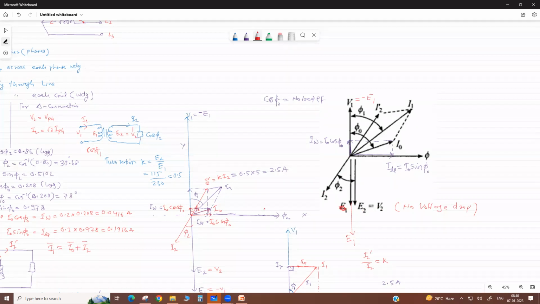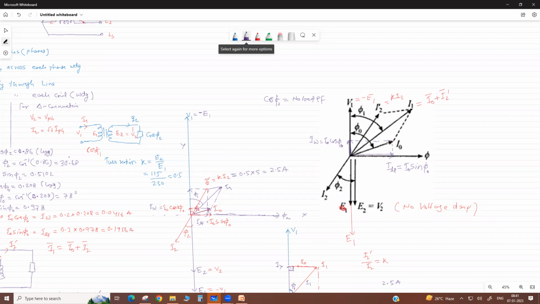Then now if there is load on secondary with a lagging power factor, then your current I2 lags. As referred to primary side, it is I2 dash equals K I2. Now you know this is the vector sum of I2 dash and I0. This I1 equals I0 plus I2 dash, their vector sum. Then how do we calculate the vector sum?